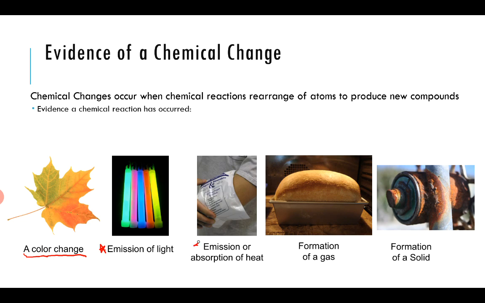Also, emission and absorption of heat is another clue that a chemical change has occurred. When we did our calorimetry lab earlier in the semester, you observed some temperature changes when we dissolved stuff in solution and when we did some chemical reactions in solution.